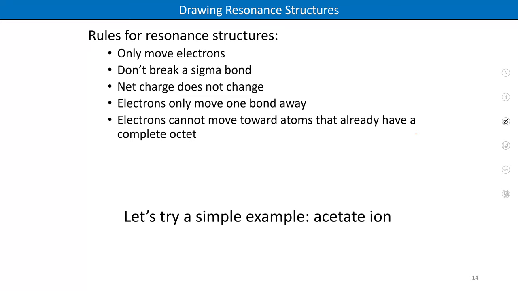The net charge on the molecule will not change if you do it right. So if you think about the first example we started with, there's a net plus one on the molecule before and a net plus one on the molecule after. That's what I mean by the overall charge doesn't change. The charge on an individual atom can change as you move these electrons around.